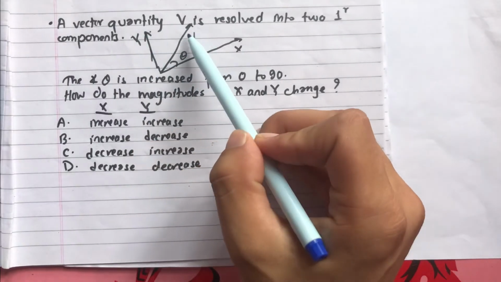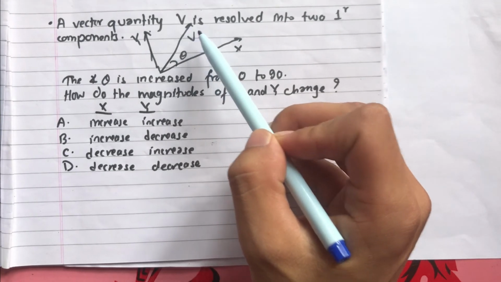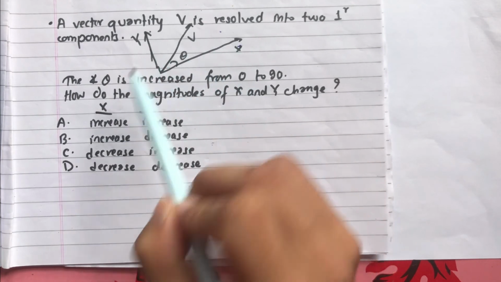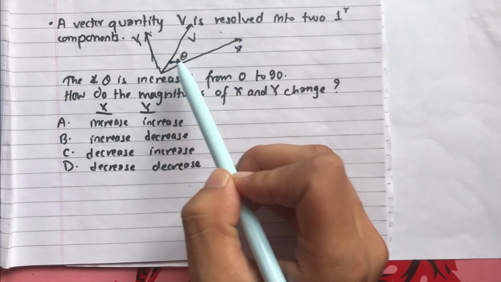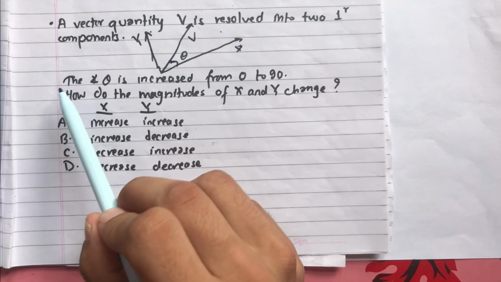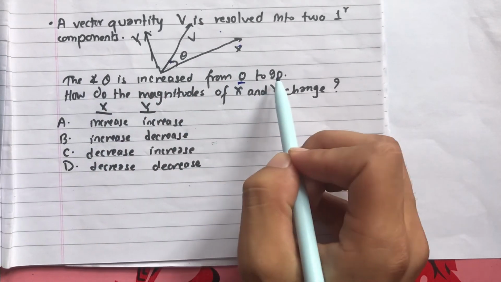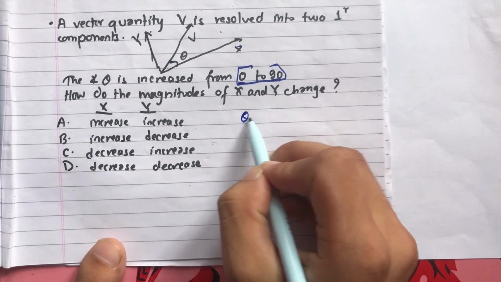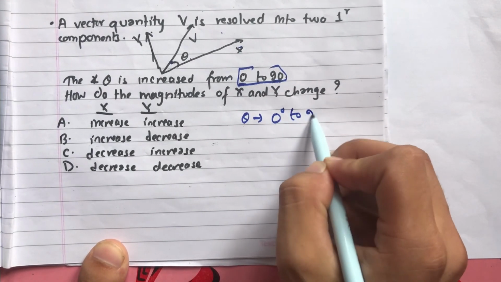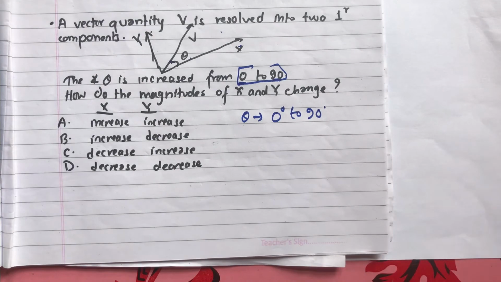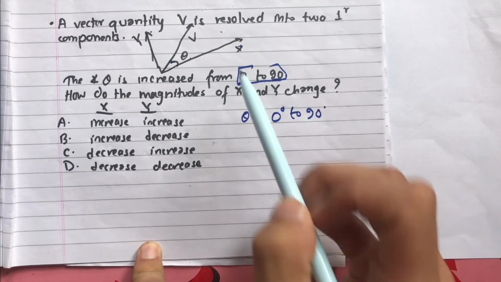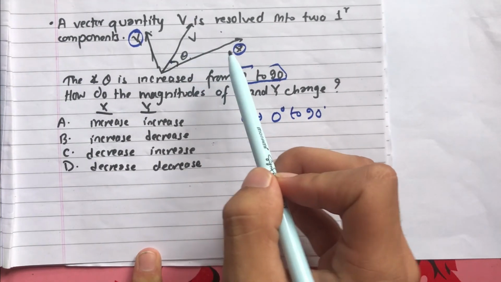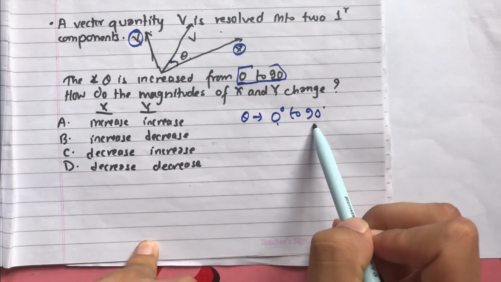A vector quantity v, so this is our vector v, is resolved into two perpendicular components. So it is resolved into x and y. And the angle of v to the horizontal is theta. The angle theta is increased from 0 to 90. Write that down. How do the magnitudes of x and y change? So how would the magnitudes of x and y change as theta is increased from 0 to 90?